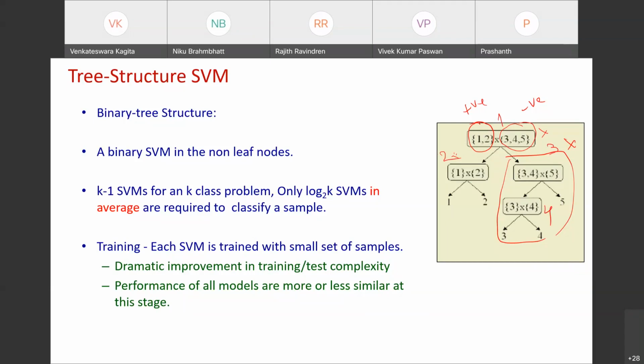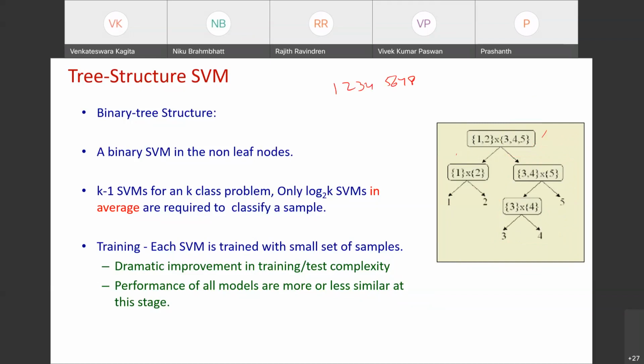And how many classifiers do you need to check if it is a balanced tree? If it is a balanced tree, how many classifiers do you need to check? Height of the tree, right? And height is log k base 2, isn't it? So I'll show you another example. Let's suppose you have 8 classes: 1, 2, 3, 4, 5, 6, 7, 8.